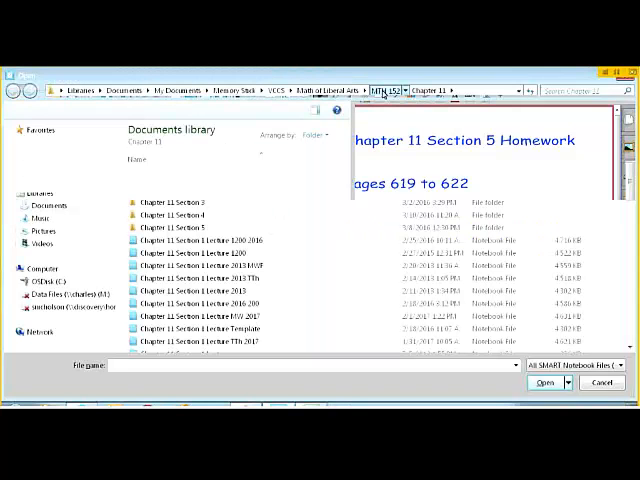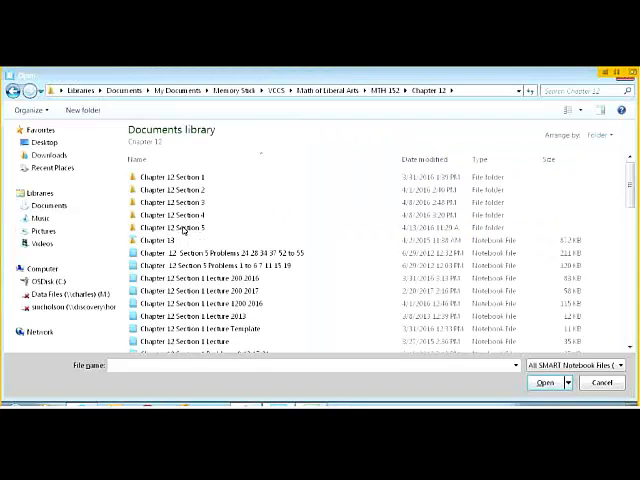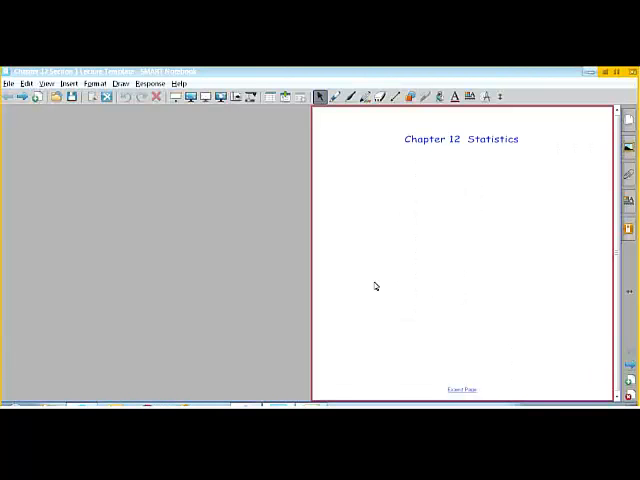So we're going on to chapter 12. Chapter 12 is statistics. Obviously, we're not going to get as much detail as a statistics class, but we'll learn a few basic things, some that you probably have already seen.